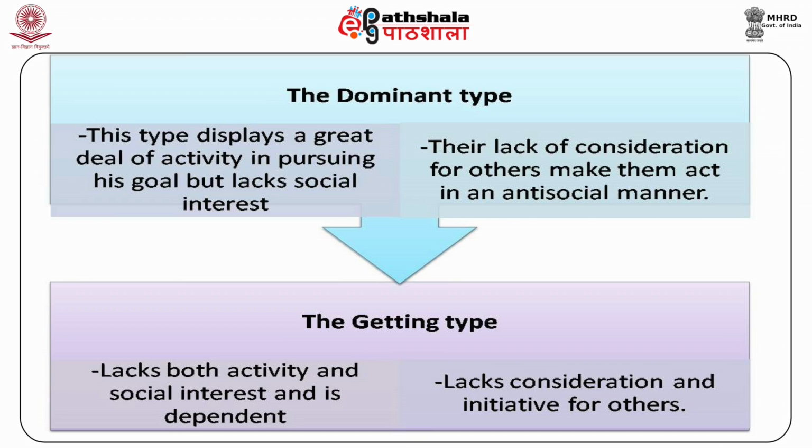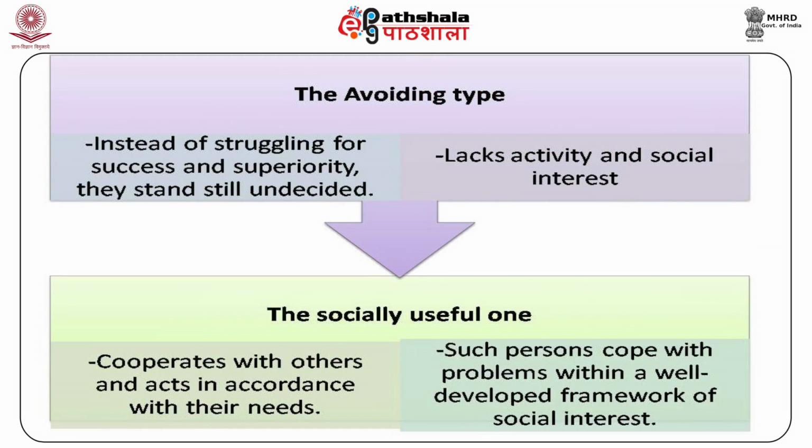Second, the getting type. Lacking both activity and social interest, they are dependent, and lack consideration and initiative for others. Third is the avoiding type. Instead of struggling for success and superiority, they stand still, undecided, lacking activity and social interest. Fourth and the last one is the socially useful type. They cooperate with others and act in accordance with their needs. Such persons cope with problems within a well-developed framework of social interest.